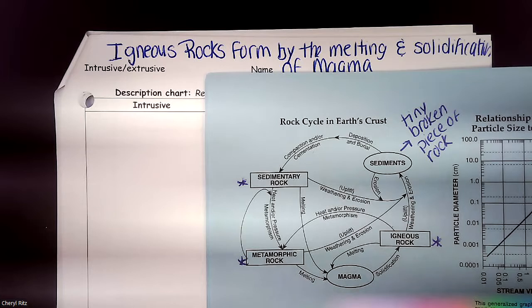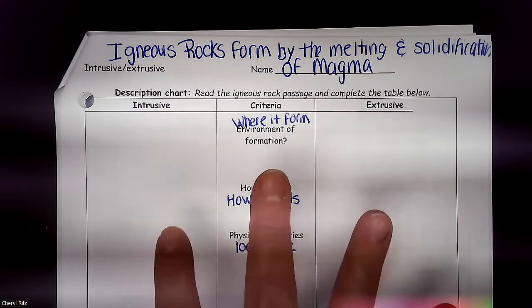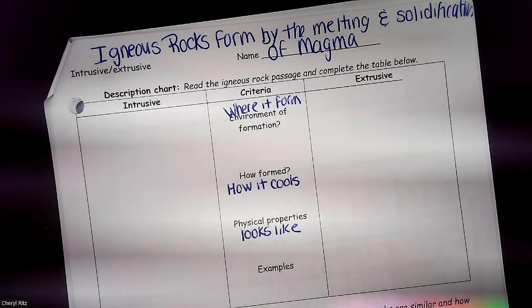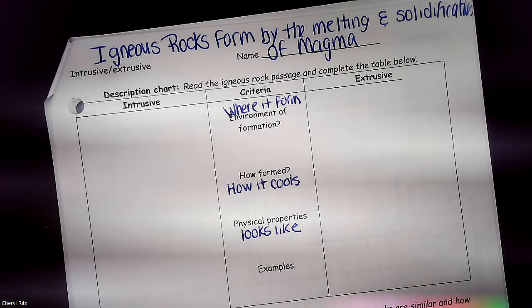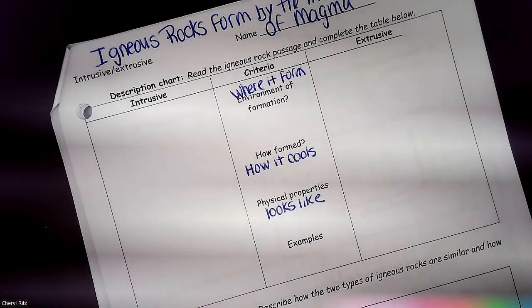Then on Friday, we started learning more details about igneous rocks. We learned there's two types, intrusive and extrusive igneous rocks. We then read through the reading and you should have found where each one forms, how they formed, which really means how they cool, and then what they look like, their physical properties, and then an example of each. I forgot how I divided you up. That's what we did, extrusive and intrusive.